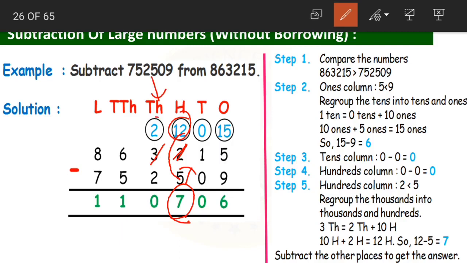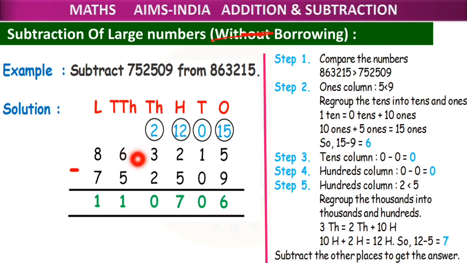Moving to the thousands place, 2 minus 2. Open 2 fingers and then close them. How much do we get? We get 0 as the answer. Yes, 2 minus 2 is equal to 0. Now coming to the 10,000s place, 6 minus 5, 1. And lakhs place, 8 minus 7 is what? 1. Yes, children, this is how we subtract large numbers with borrowing.